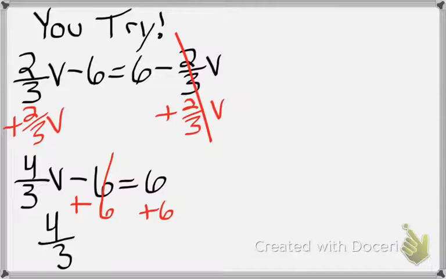You have 4/3 v equals 12. So now you just have solving with rational coefficients. This is something we mentioned in the last video, how to solve with rational coefficients. So just for the sake of space, I'm going to move that over to the side.